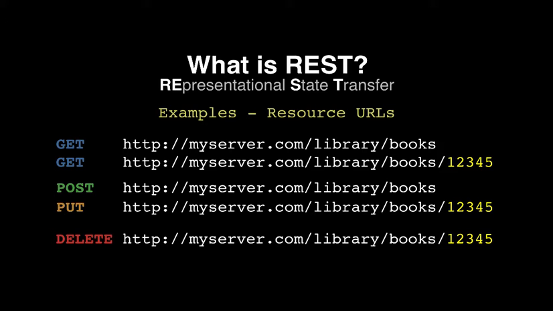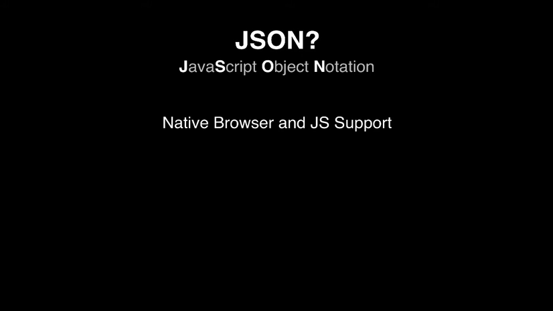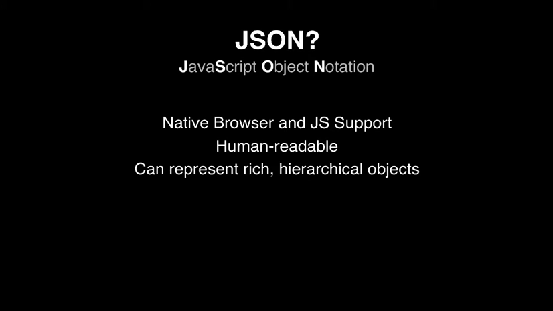But today, general convention is to use JSON as the data format in a REST API, and for very good reason. JSON stands for JavaScript Object Notation. And the major advantage of JSON over XML or some other data formats is because JSON is just JavaScript, all browser and script engines natively understand and can parse it. It's very human readable, using simple yet hierarchical key value pair notation, and it can still represent objects, rich objects, arrays, and multiple data types.